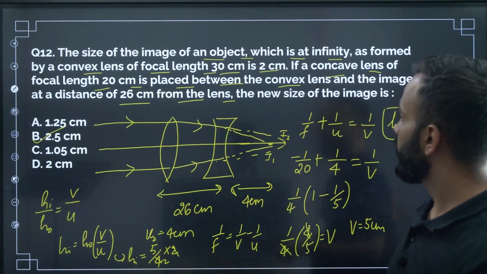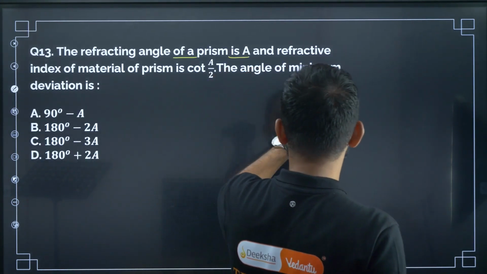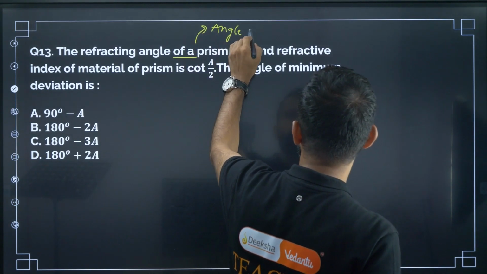Yeah, next question. Question number 13. The refracting angle of the prism is A, that is the angle of the prism, okay? Angle of the prism.